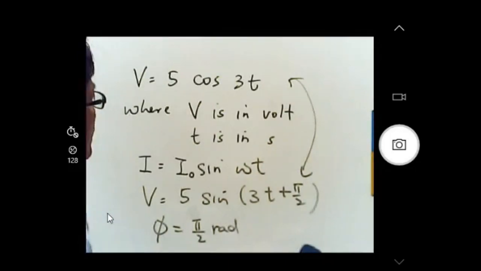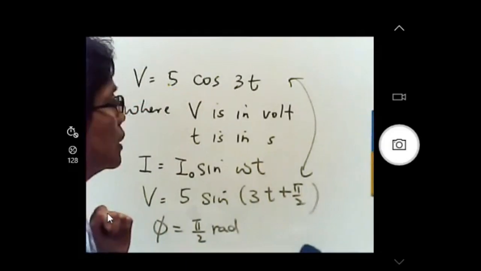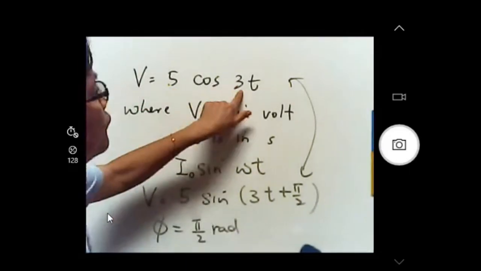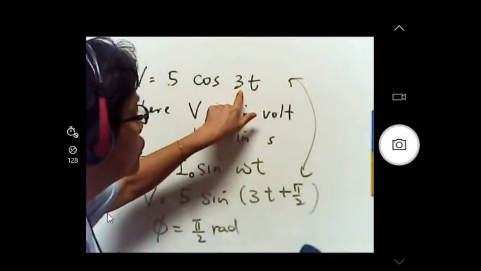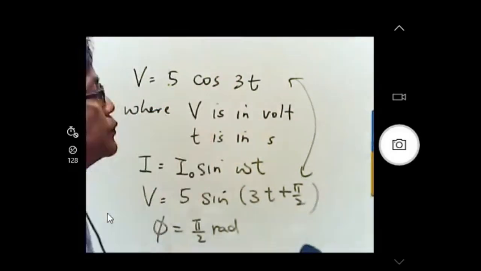So I can use the peak voltage to calculate the root mean square voltage. I also can find my period using the angular frequency here. I also can calculate the frequency from this value.